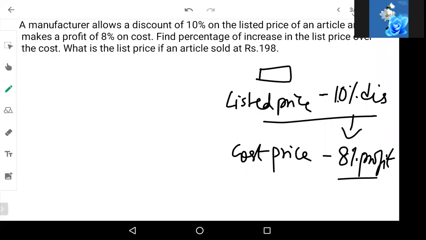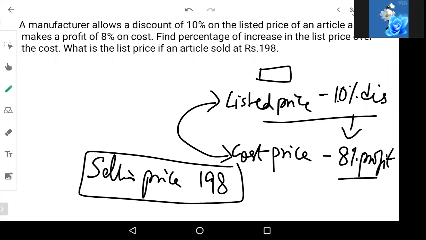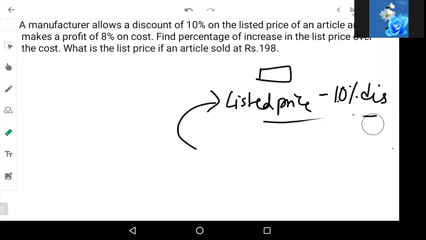Okay, let's continue. Find the percentage of increase in the list price over the cost. So they're asking how much is the difference between the listed price and the cost price, and what will be the listed price if the selling price was 198. This second part we will come to later. First we will deal with the first part that is given to us. Now let us go to the solution.